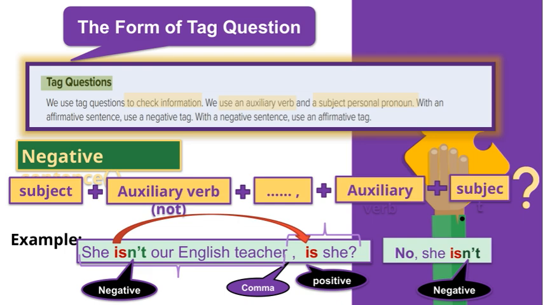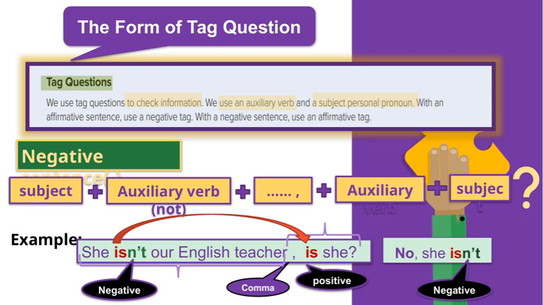For example, in the sentence, "She isn't our English teacher," the auxiliary verb is. When forming the tag question, we add a short question at the end, like "Is she?" But because the sentence is negative, the tag becomes positive. So it becomes "She isn't our English teacher, is she?" This pattern is very important. Notice how the negative statement is followed by a positive tag. It's a common structure in English that helps us check information or confirm something.